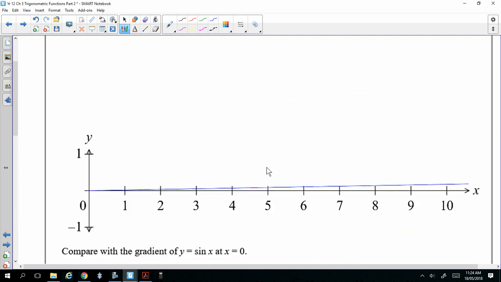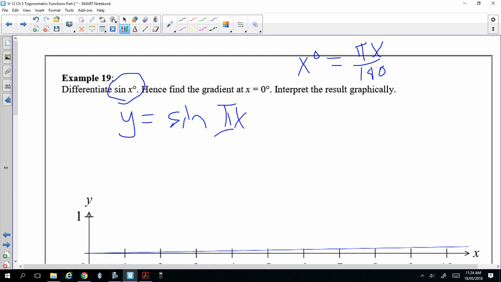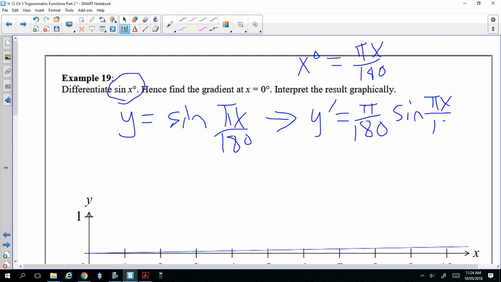Okay, let me just quickly go through this again. So to differentiate sine x degrees, you just write sine. To change x degrees to radians is pi x over 180. So write pi x over 180 like this. And then to differentiate that using the chain rule, you get pi over 180 times sine pi x over 180, which is sine x degrees. Oh no, whoops, cos, that's a cos. Which is equal to cos x degrees with an extra pi over 180.